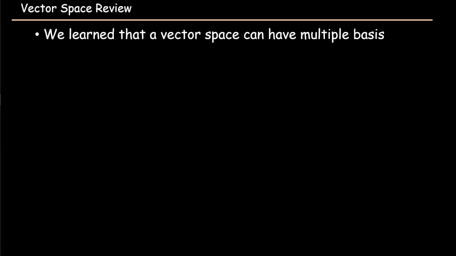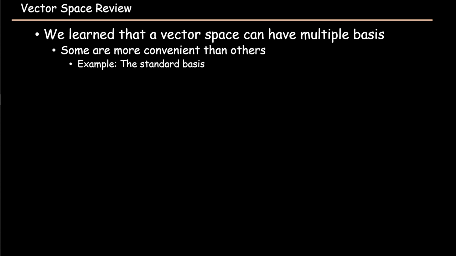Before we actually talk about the Gram-Schmidt process and the orthonormal basis, we're going to do a little bit of vector space review. Back in the chapter on vector spaces and subspaces, we learned that a vector space can have multiple bases and some are more convenient than others. For example, we have the standard basis of a regular plane, which is (1, 0) and (0, 1). That's the most common basis that we know when it comes to different dimensions.